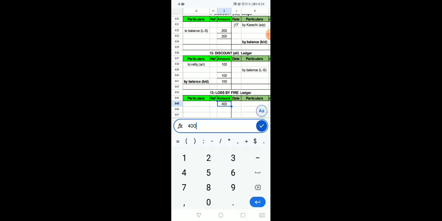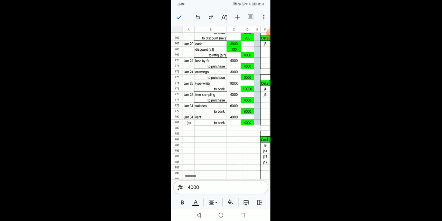Loss by fire. Okay, come to the journal. Here you have seen loss by fire. It is debited by 4,000. Go to your ledger and write down 4,000 on debit side, because loss by fire was written on the debit side. Loss by fire is written. It's time to see the reference. What is written on the opposite side? It is purchase.